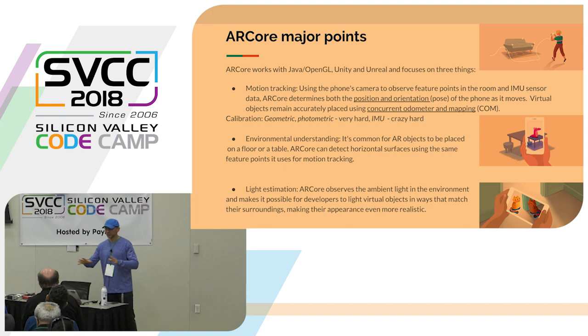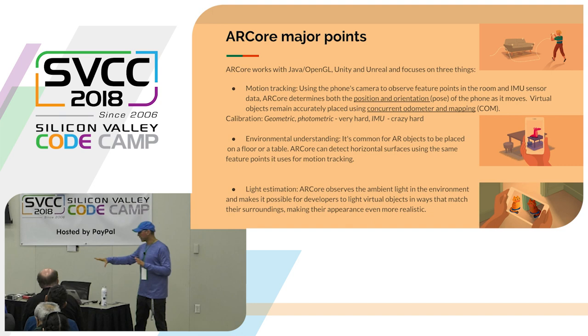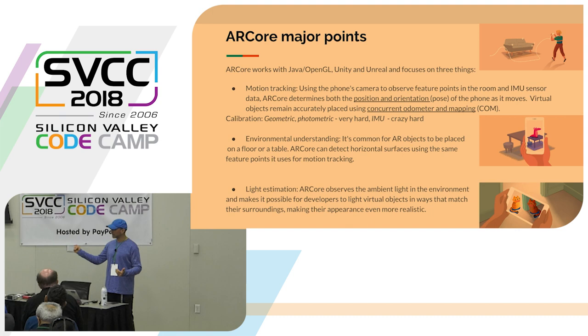As I walk around this table, say I have an AR model on here, the AR model does not move because it's calculating in real time what that table plane looks like and where it is. So it uses all its sensors to do this thing called pose, which is position and orientation, and then it does concurrent odometry and mapping, which people call COM, and it uses the gyroscope and the IMU and all the different sensors on it to be able to track objects in real time as you walk through the virtual scene. It does environmental understanding so that it can detect horizontal surfaces and different feature points. Today, with ARCore 2, it can also do vertical surfaces.